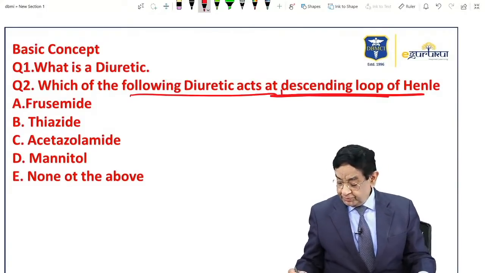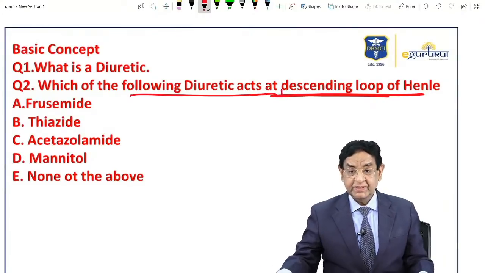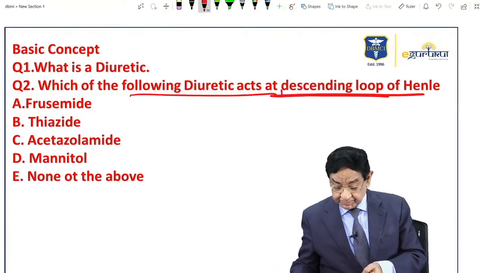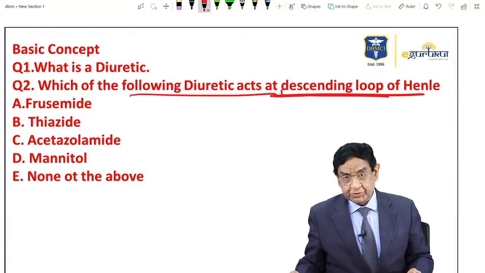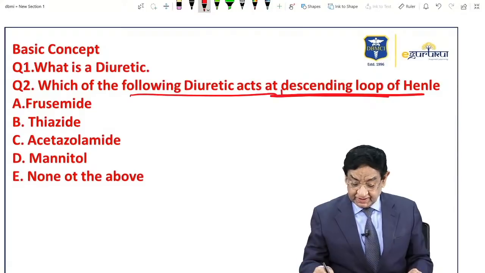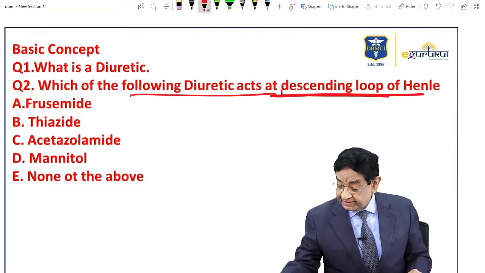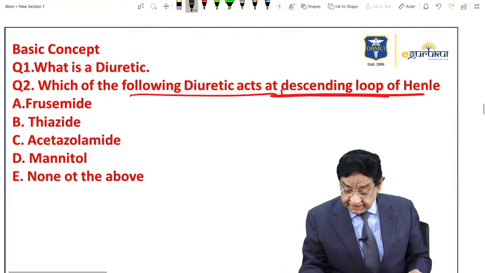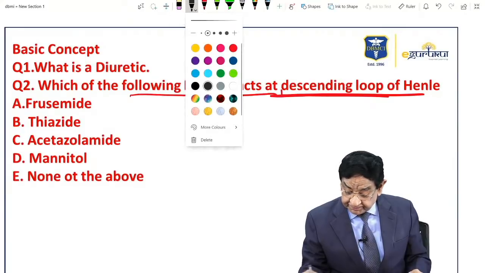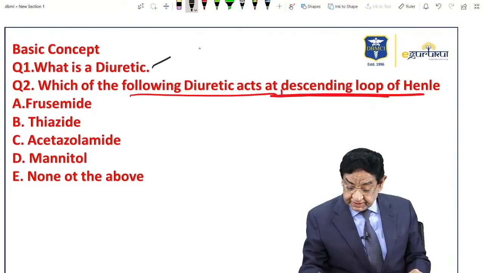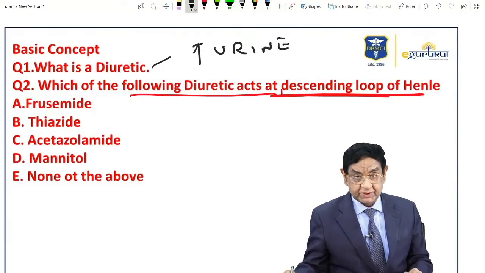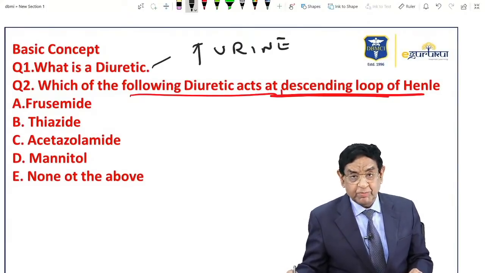So I hope you have written the answer. There are two things that you should know about the basic concept. Many of you may have written that a diuretic is any drug which causes increased urine formation. Quite possible. It's the most common wrong answer.